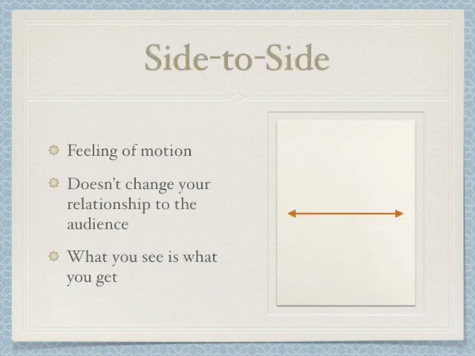Our next pattern is side to side. This pattern has a great feeling of motion, but it doesn't change your relationship to the audience. You're not advancing or retreating, and you haven't changed your body angle. So it gives you this feeling of what you see is what you get, but with a nice motion from side to side.